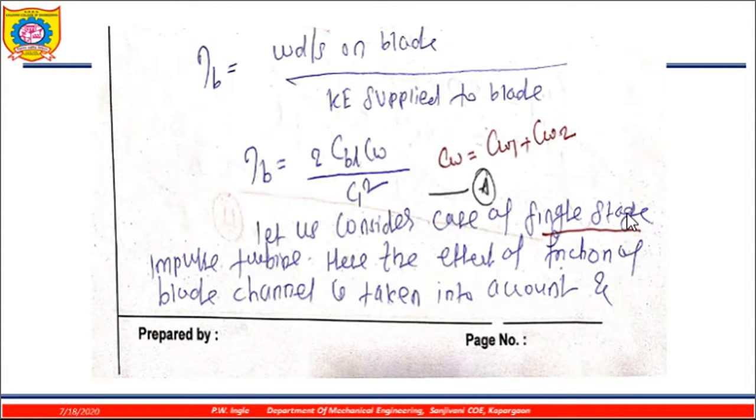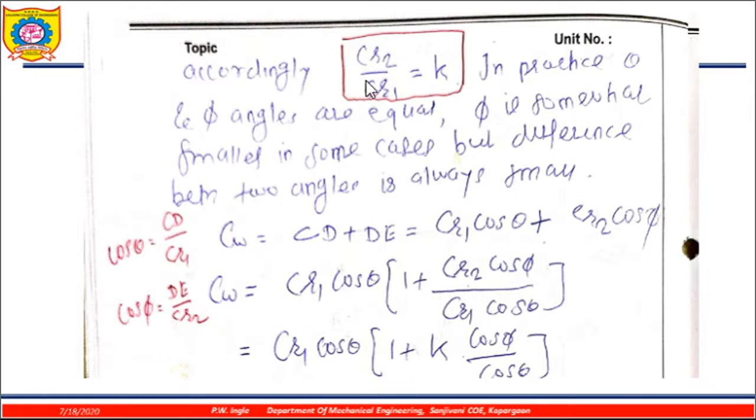Now let us consider the case of a single stage impulse turbine. Here the effect of friction in the blade channel is taken into account. Therefore CR2 equals K into CR1, so CR2 upon CR1 equals K. In practice, the theta and phi angles are equal. Theta is somewhat smaller in some cases, but the difference between the two angles is always small.